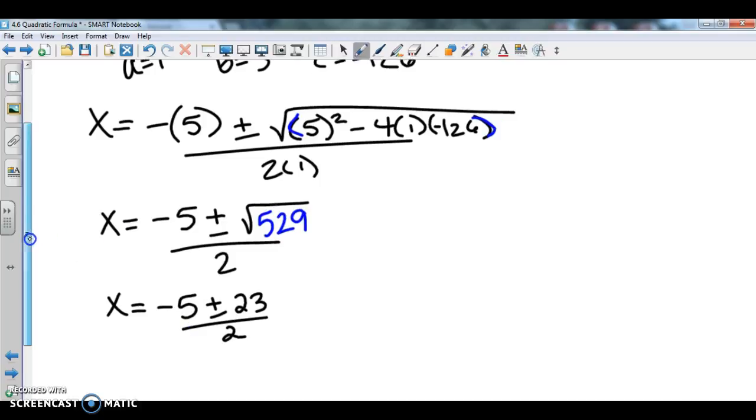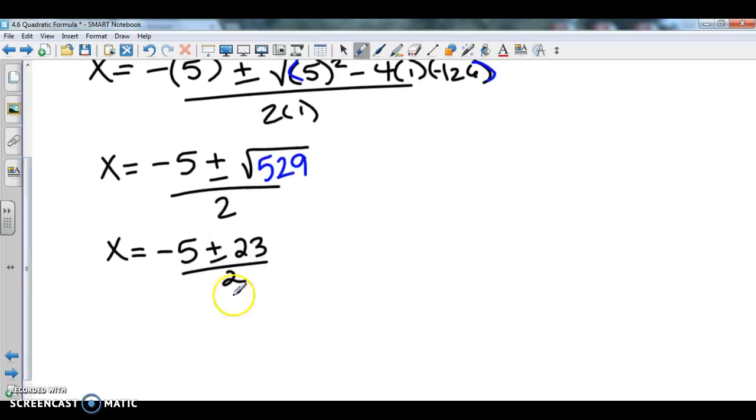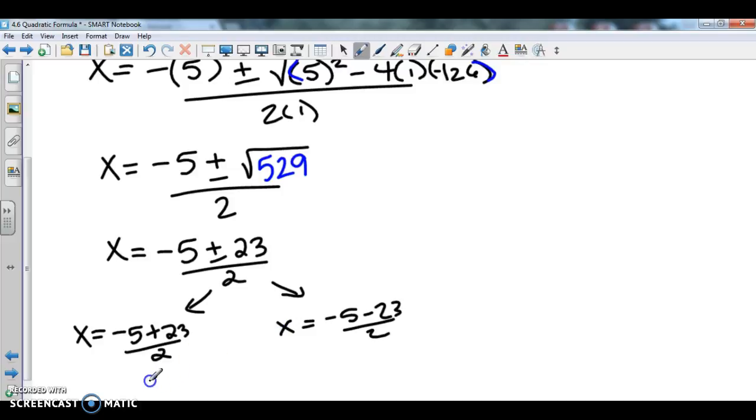Remember, when you have a parabola, it should cross the x-axis twice, and both answers are in here, but we have to find both answers. So I'm going to split this up and write x equals negative 5 plus 23 divided by 2, and x equals negative 5 minus 23 divided by 2.